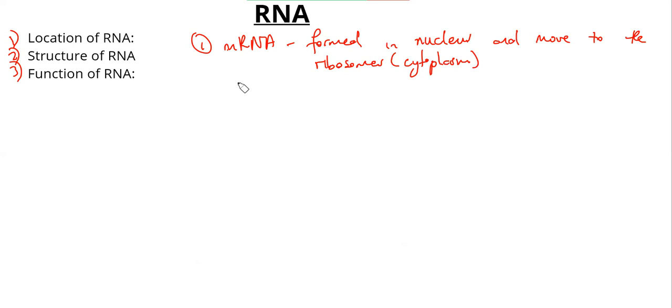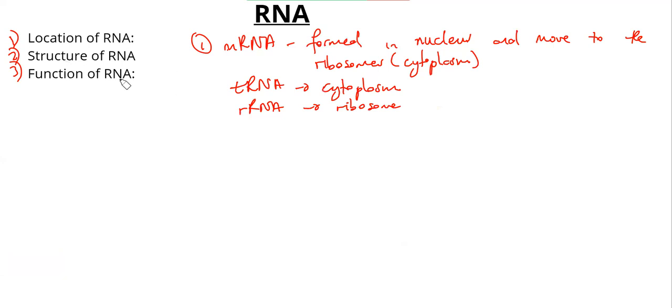Now, what about transfer RNA? Transfer RNA carries the amino acids to the ribosomes. So where do we find them? We find them in the cytoplasm. Okay, then we have ribosomal RNA, rRNA. That's on the ribosomes, and this is the site for protein synthesis.